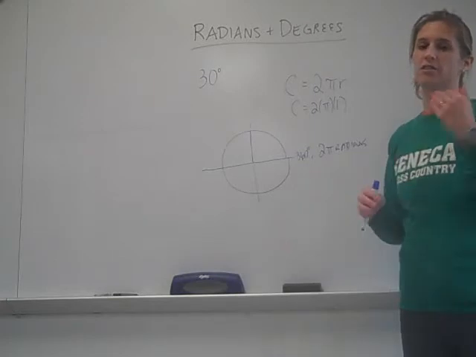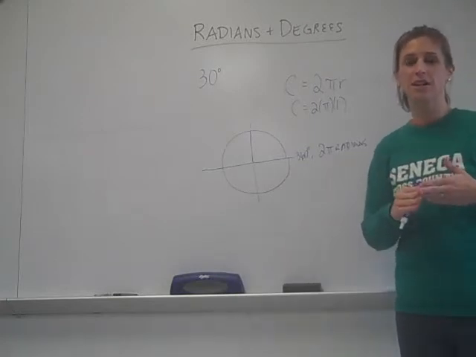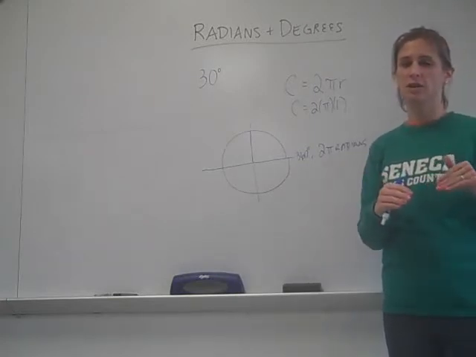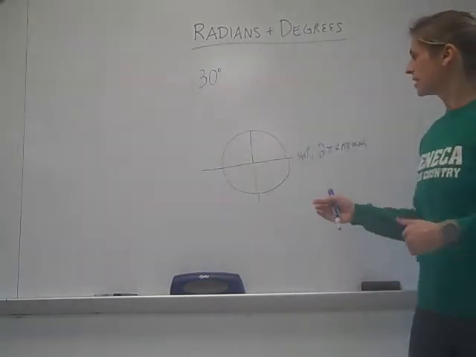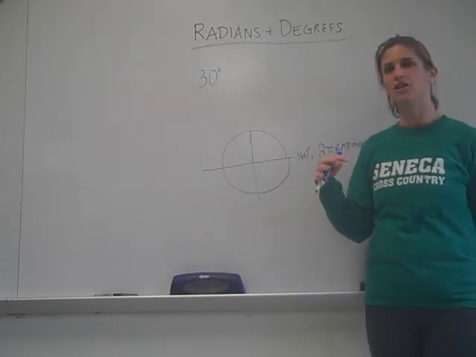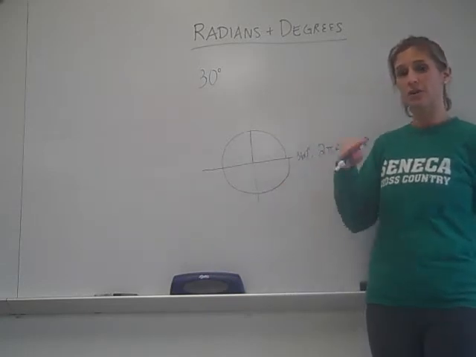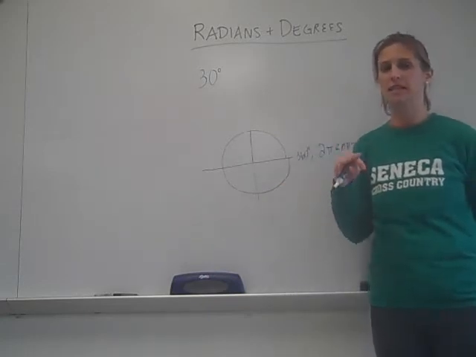And they're the same thing. 360 degrees and 2 pi radians are the same thing. It's just a different way to talk about it. So what we're going to end up doing is looking at this circle and trying to take a lot of our degree measurements and turn them into a radian measurement instead.